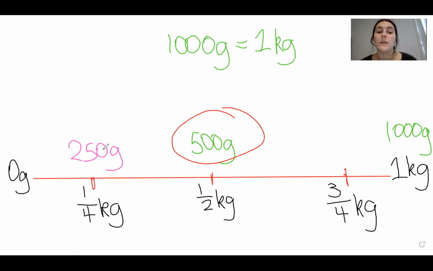Now we can use our knowledge of 1/4 and 1/2 to make 3/4 because we know that 3/4 is just 1/2 plus 1/4, which will give us the same as 3/4. So if I was to add these two together, I would get 750 grams. So if I ask for 3/4 of a kilo or something, I'm meaning 750 grams.